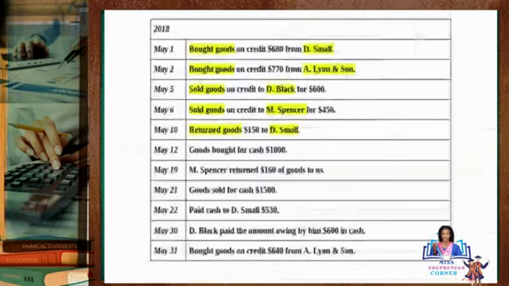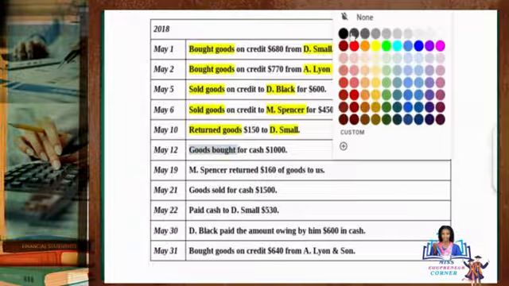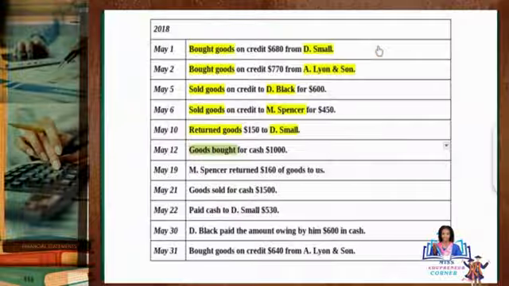On May 12, goods bought for cash, $1,000. So the two accounts affected right here would be purchases, seeing that it is goods bought. So this is a purchase being made. The stock account is being affected as a result of the movement of a purchase being made, and hence the purchases account. And then the cash account is also affected because cash was taken out of the business in order to purchase these goods.